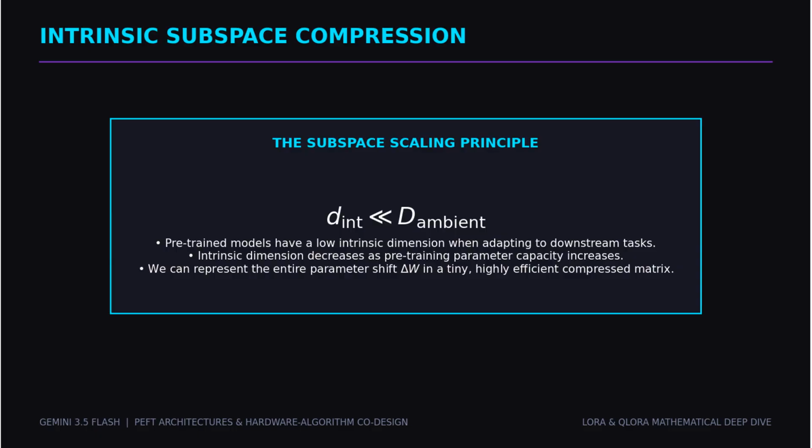Instead, the learned weight updates actually reside in a subspace with a much lower intrinsic dimension than the original weight matrix. This means that although a weight matrix may project representations across thousands of dimensions, the actual structural updates needed to adapt the model to a new task can be captured with incredibly low-rank representations.